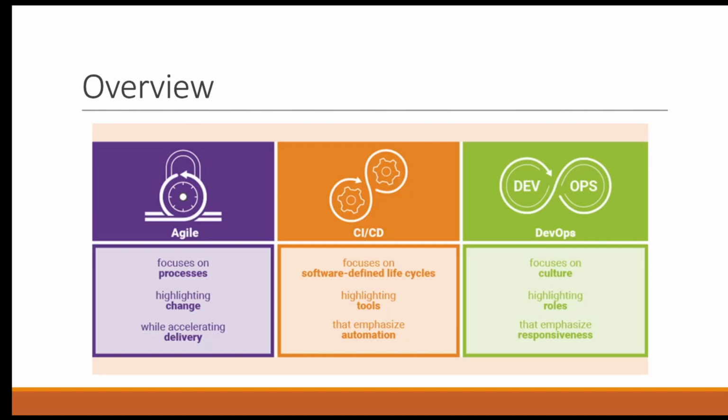Agile software development focuses on the processes and collaboration, the collaborative processes to bring about rapid changes and to accelerate delivery. And DevOps focuses on culture that highlights roles without any barriers between operations and engineering teams, that emphasizes the responsiveness of each team.